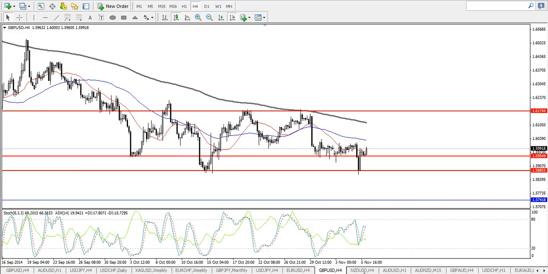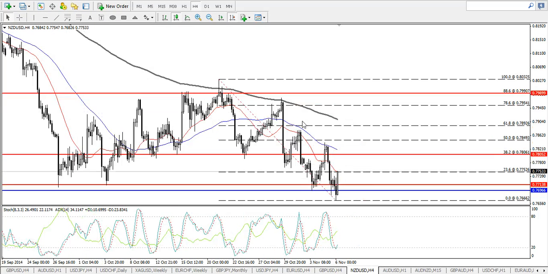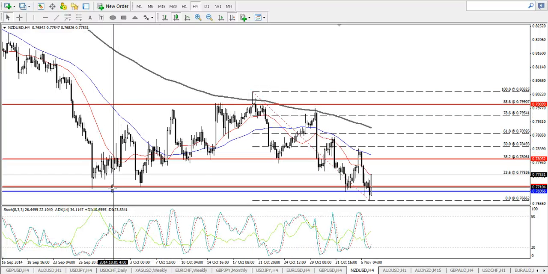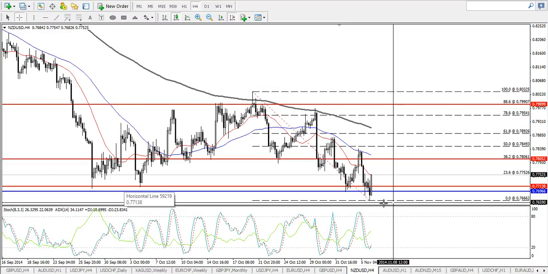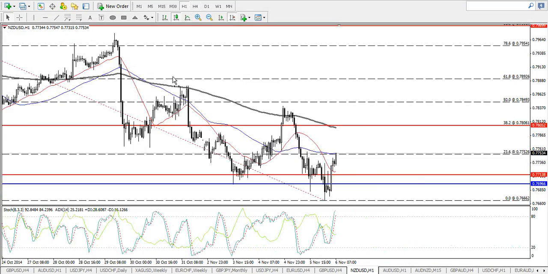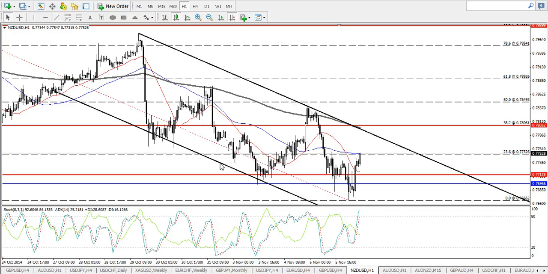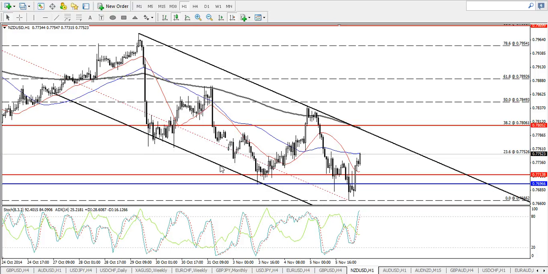Last but not least, we shall take a look at the New Zealand dollar against the US dollar. So price actually broke lower. It broke to a new low, touching the low of 0.7666, and then it rebounded off. Zooming into the 1-hourly chart, there was actually a new falling trend channel, I would say, as you can see over here.